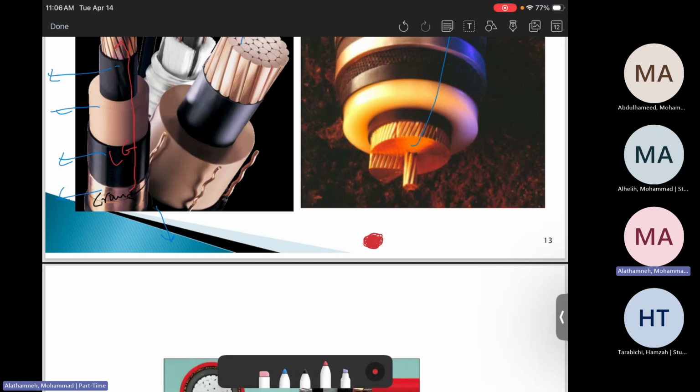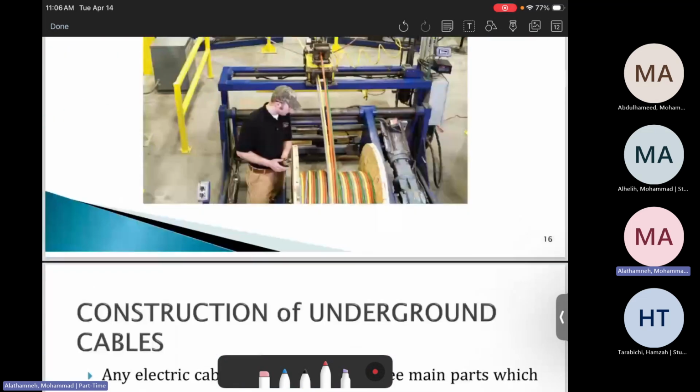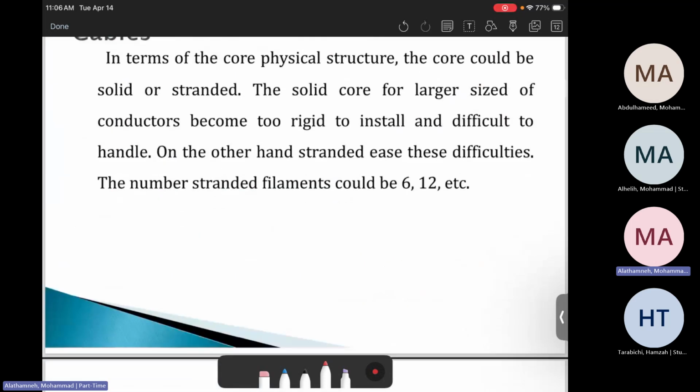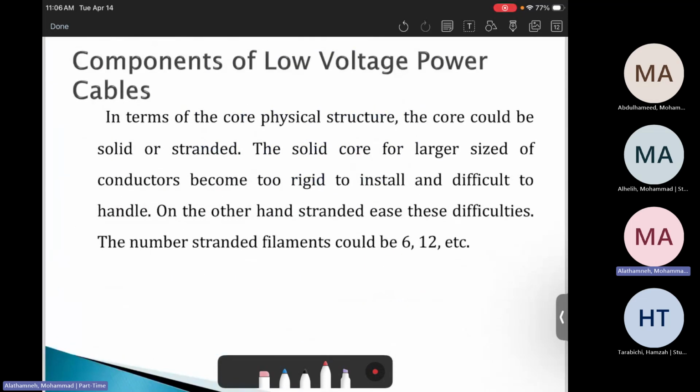In underground cables, we have these two: there is a solid and there is stranded. While in medium voltage and high voltage, all of them are stranded. There is no solid at all. Then the solid core for larger sizes of the conductor becomes too rigid to install and difficult to handle. On the other hand, the stranded will be easier. The strands can be 6 strands, 12 strands, etc.